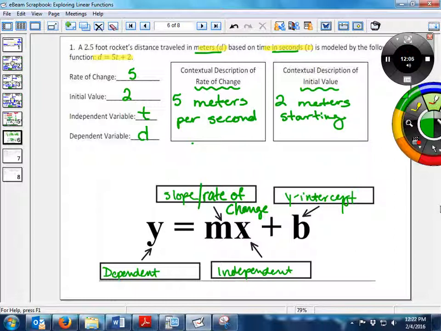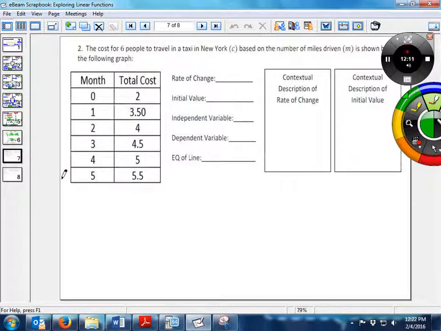Okay, so that one we did together. Then the second one I want you to do with your group. And then you're going to come back and play the video again, and you will see the answers to check your answers together.